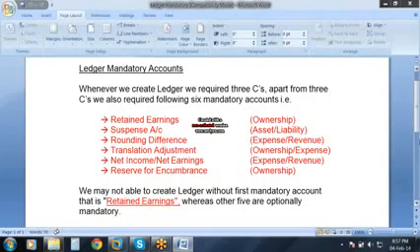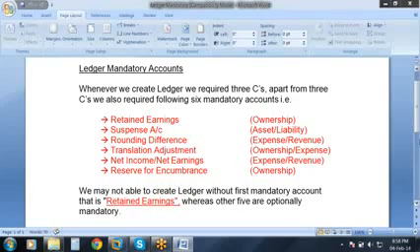To create the ledger, apart from the 3 C's mainly, that is chart of accounts, currency and calendar, we also require 6 mandatory accounts. What are they? Suspense account, rounding, translation, net income or net earnings. You also require reserve for encumbrance. But there is some clause here. We may not be able to create the ledger without the 3 C's plus the first one. What is the first one? Retained earnings.